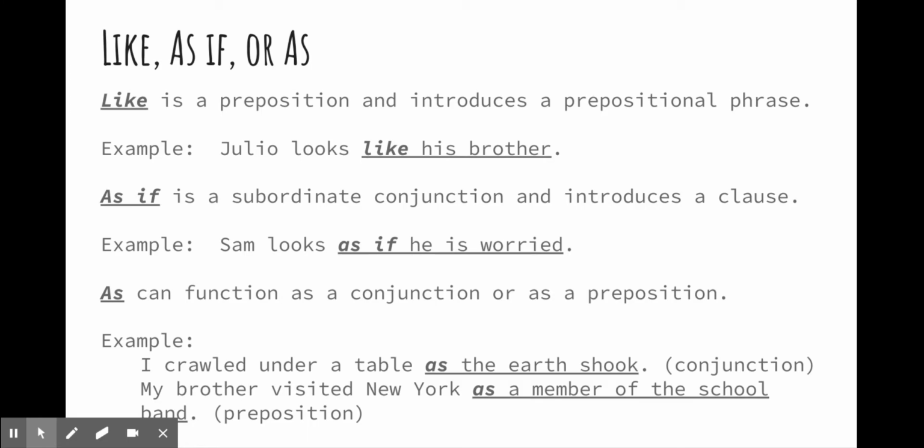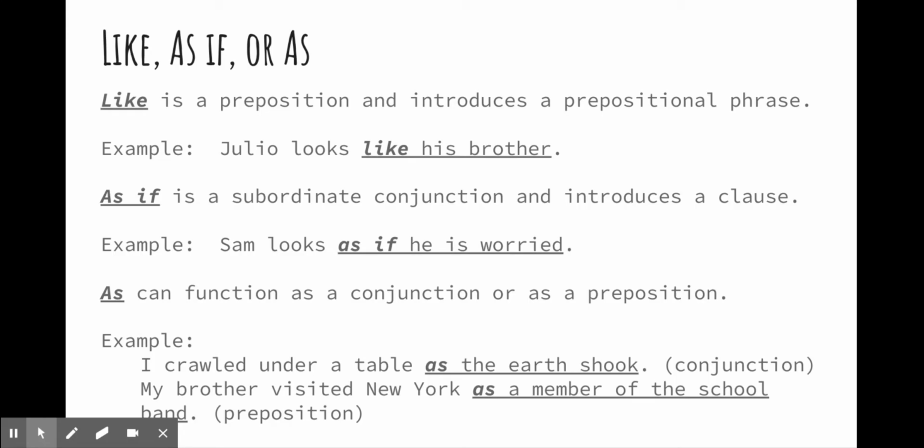Now, as if is a subordinate conjunction and it is used to introduce a clause. For example, Sam looks as if he is worried. Now, a lot of times people will put like in a sentence like this. Sam looks like he is worried. It makes sense. It sounds correct, but he is worried is a clause. So it should not have like, it should have as if. So make sure in your own writing that you use these two correctly. If you're using a like in a sentence, make sure what follows it is the rest of a prepositional phrase. So it's got a modifier and an object of a preposition. If you've got a clause following like, you need to switch it to as if.